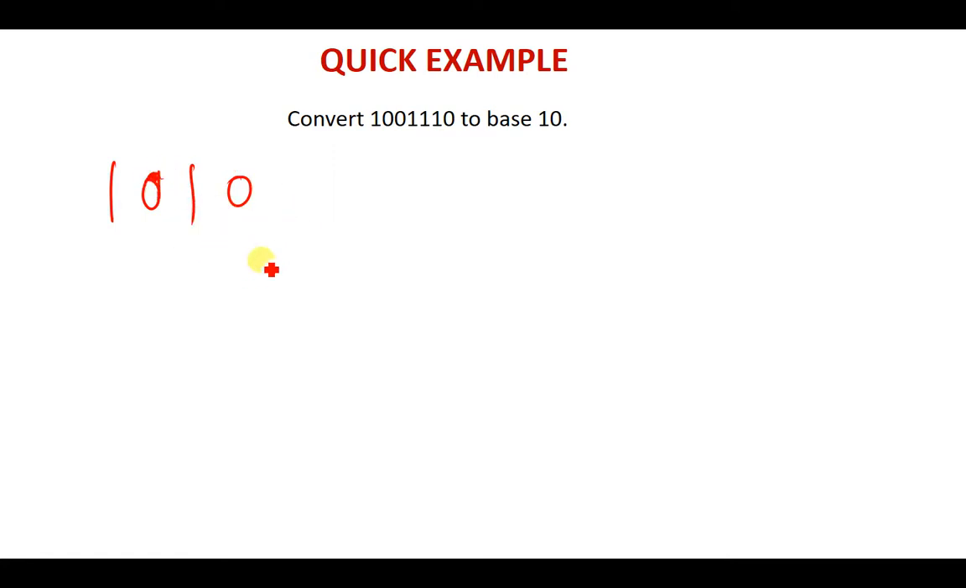So you're going to write 2, 2, 2, 2 there. Then you have 0, 1, 2, 3. So 2 to the power 0 is 1, 2 to the power 1 is 2, 2 to the power 2 is 4, 2 to the power 3 is 8.